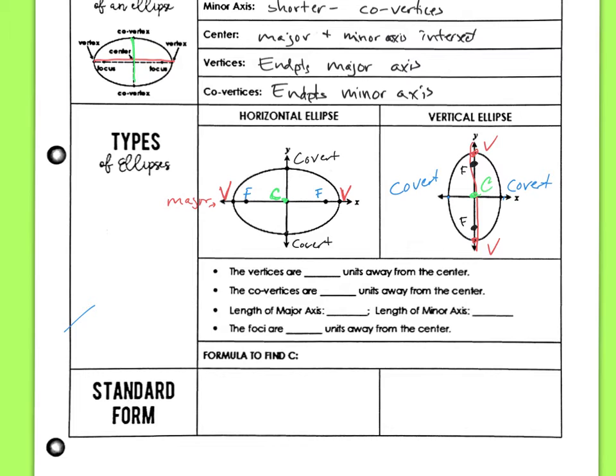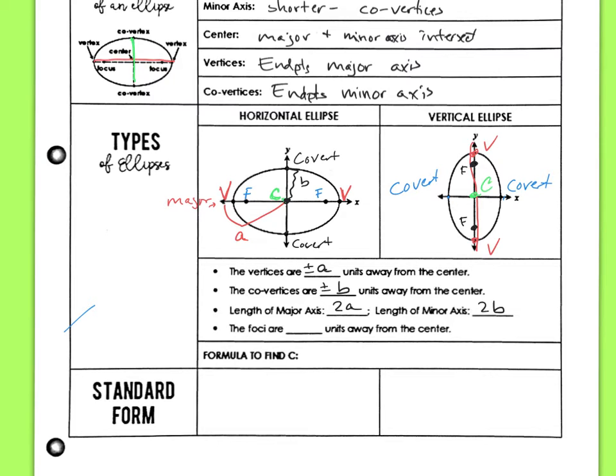Now, how do you find these things? The vertices are adding and subtracting a away from the center. So from the center to the vertex, this is little a. The covertices, you add and subtract b. So going the shorter direction, this is b, and everything comes from the center. The length of the major axis, well, from the center one way is a, then two of them would be 2a, and the minor axis would be 2b.